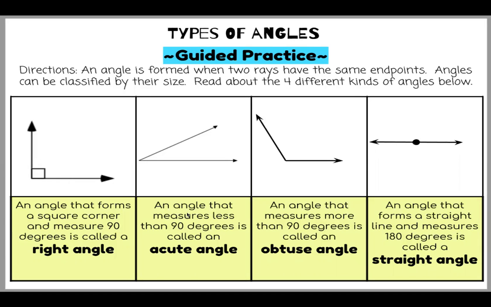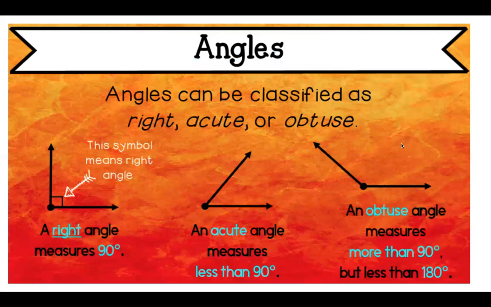Now, an angle that is measured less than 90 degrees, like this angle right here, is called an acute angle. Remember, it's small and it's cute. Now, an angle that measures more than 90 degrees is called an obtuse angle. Remember, like obese, a really big angle. And then an angle that forms a straight line and measures 180 degrees is called a straight angle. And there's a line right there, okay? So that is some review.